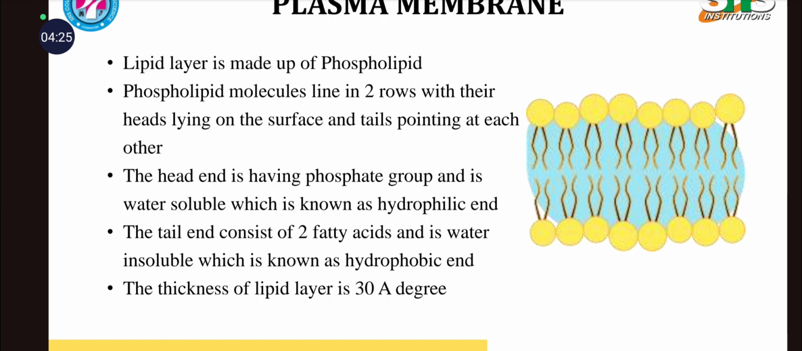The lipid layer is made up of phospholipids, and the phospholipid molecules are lined in two rows with the heads lying on the surface and the tails pointing at each other. The head end has a phosphate group and is water soluble, which is known as the hydrophilic end, and the tail end consists of two fatty acids and is water insoluble, and this is called the hydrophobic end. The thickness of the lipid layer is 30 angstrom.